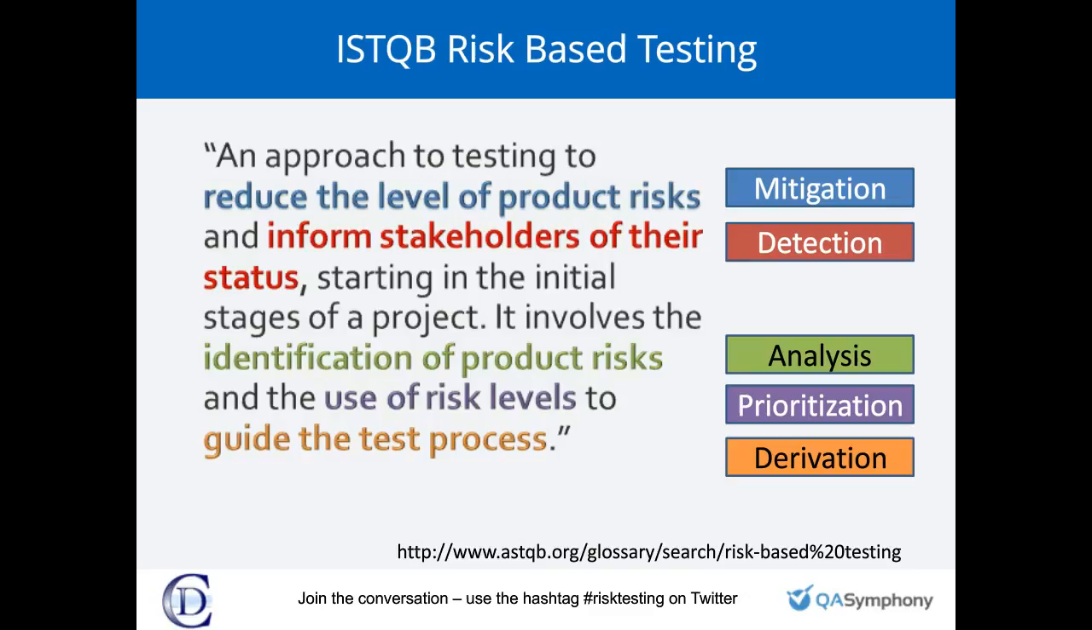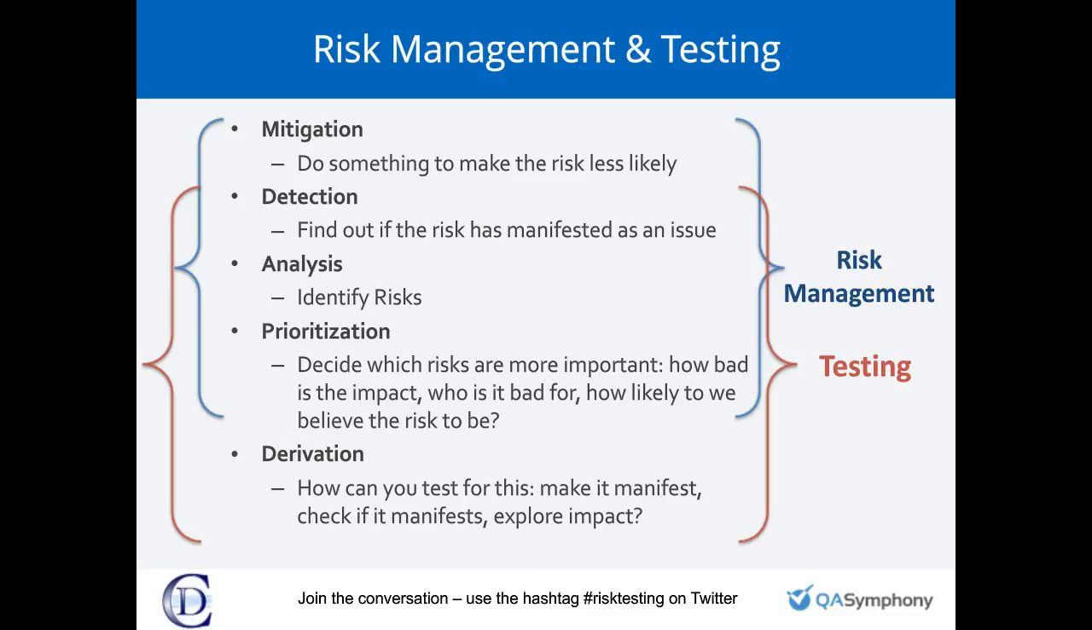Prioritization of the risk using some sort of risk leveling, possibly asking someone, is this important, should we look at this? And using the risk to guide the test process, so some form of derivation. So that's good. I understand their definition now. I can see that in my world, their definition overlaps what I think of as risk management and what I think of as testing. So the mitigation part, I think, falls into risk management. Mitigation, detection, analysis, prioritization, that's a normal risk process.